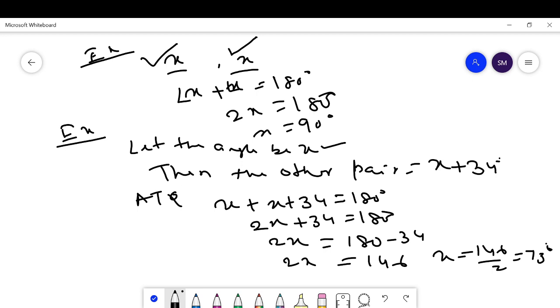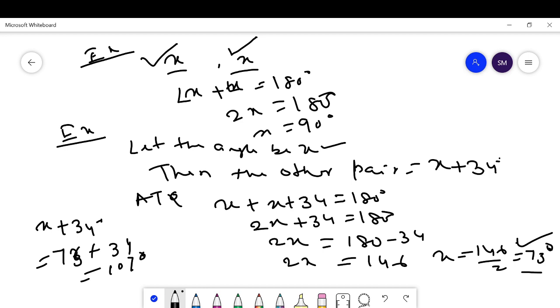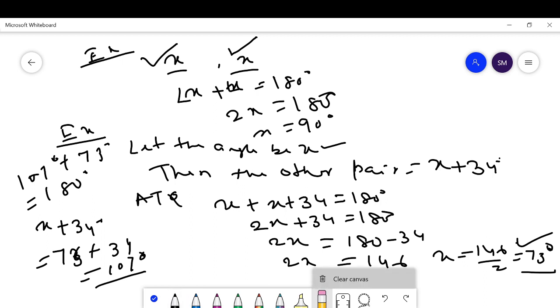Then one of the supplementary pair is 73 degree. The other is x plus 34, which is 73 plus 34, which is equal to 107 degree. Supplementary pair, one is 73 degree, another is 107. They are supplementary to each other, which means their sum is 180 degree. 107 plus 73 is equal to 180 degree. Okay. Then another example.